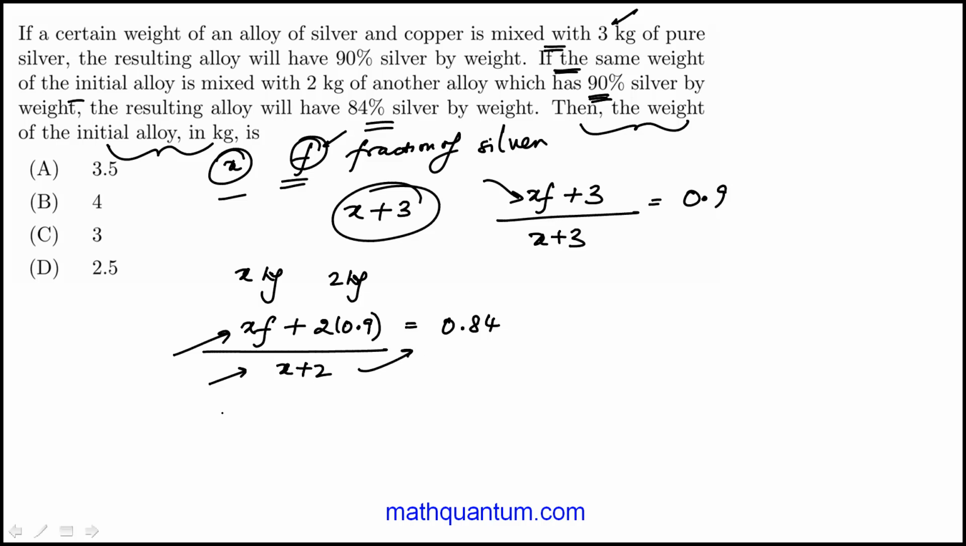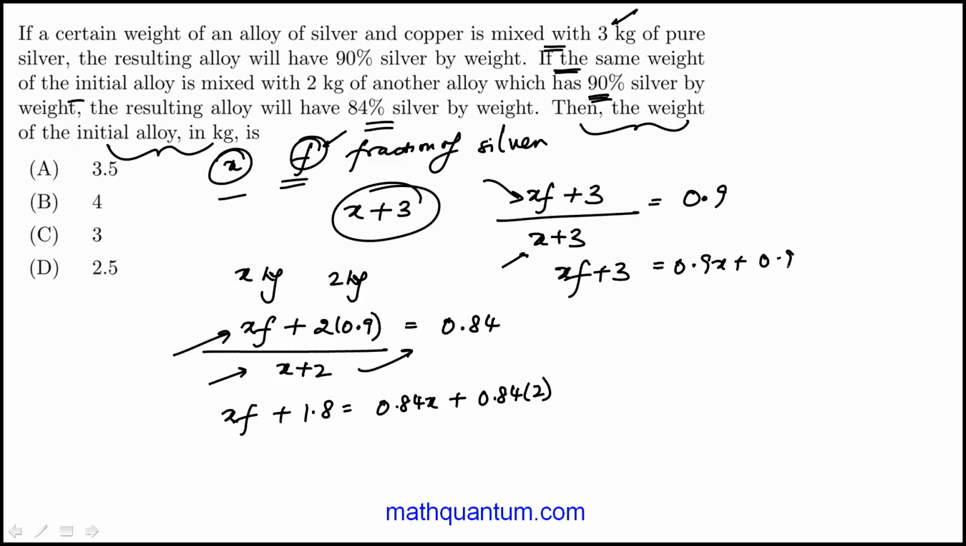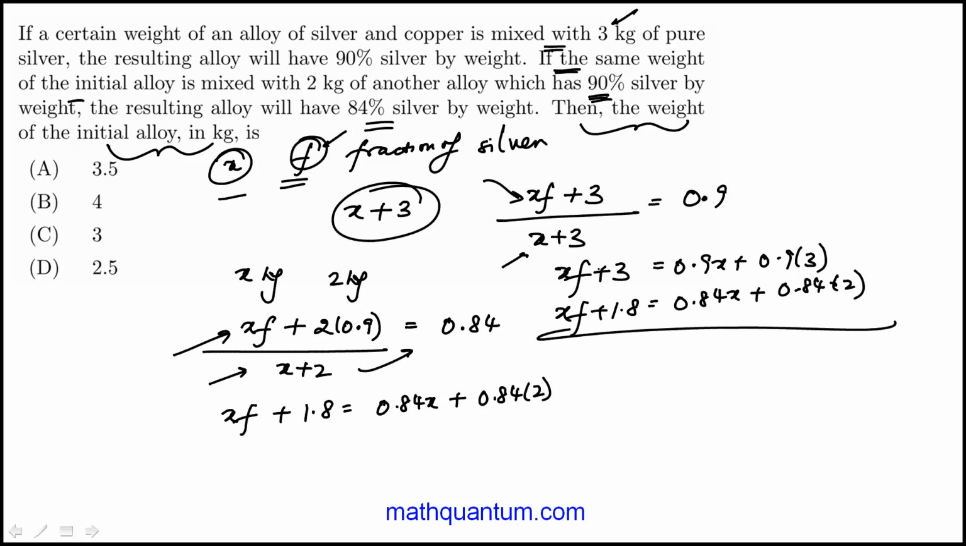So I'll multiply this, xF plus 1.8 is, and I'll distribute that 0.84, x plus 0.84 times 2. Here this becomes xF plus 3 is equal to 0.9x plus 0.9 times 3. So I'll just write these one underneath the other and then do the subtraction here, because that would get rid of the F variable. So I'll end up with 1.2. This becomes 0.06x, and then I'll just have to do this calculation.